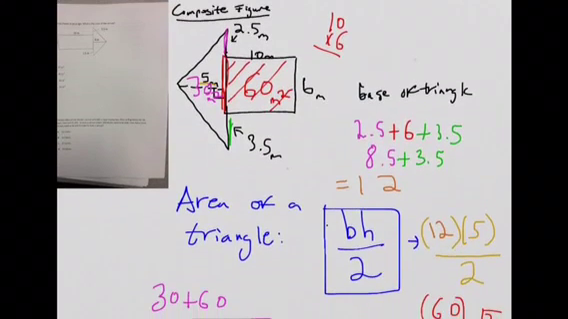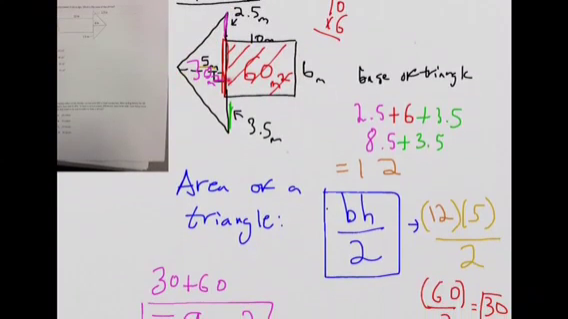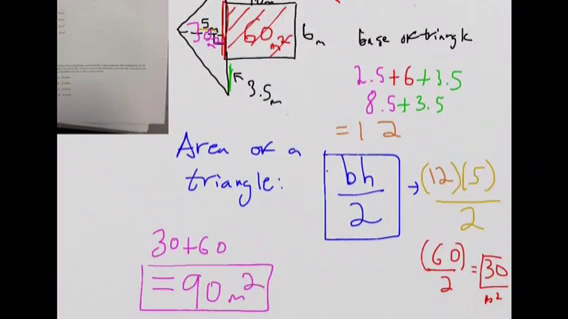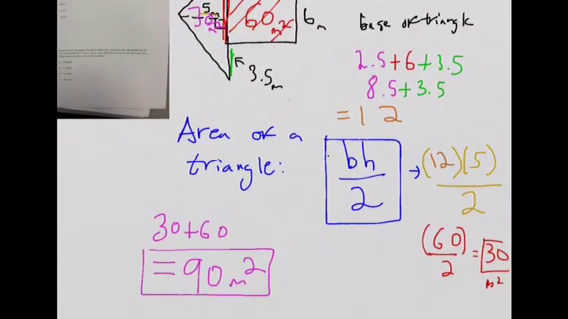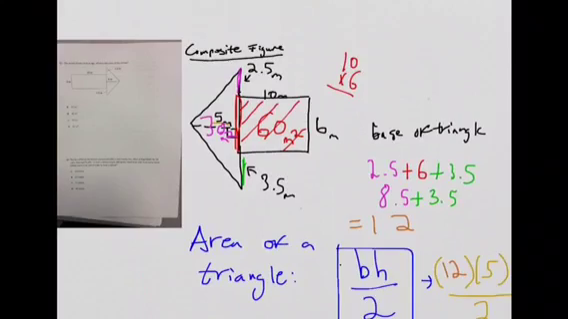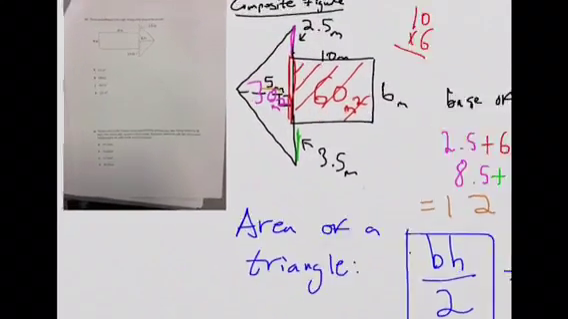So the composite figure, we broke it down by the rectangle and the triangle. Rectangle is easy, length times width. The triangle, the height here is what we needed. And we needed to add all these distances up here to find the base. And then we divided by 2 once we multiplied the base and the height. And we got 30. So then we did 30 plus 60, the two areas combined. And that gave us 90 meters squared. Hopefully now this will help you with this problem.